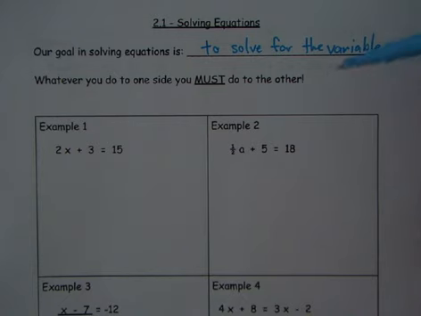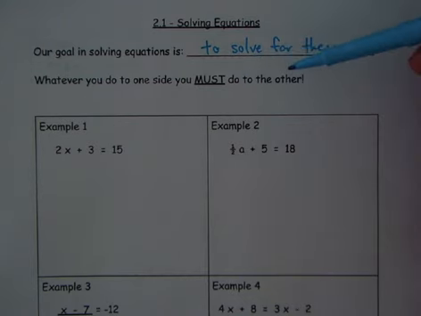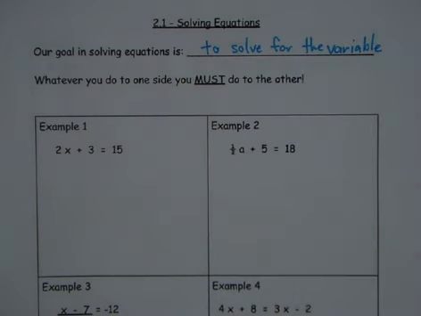When you're doing it, there's really just one rule you have to worry about, which is whatever you do to one side, you must do to the other. If you add to one side, you got to add to the other. If you subtract from one side, you got to subtract from the other. If you tell a joke to one side, you got to tell a joke to the other, and so forth. Okay, so we're going to start off with example 1.